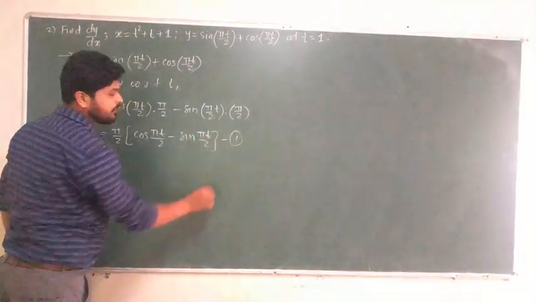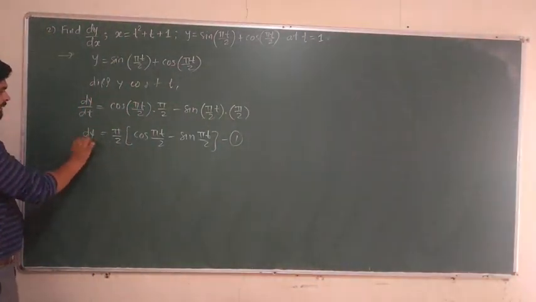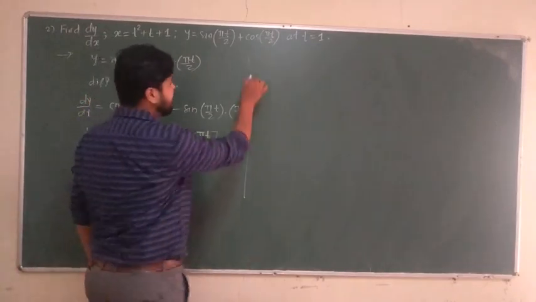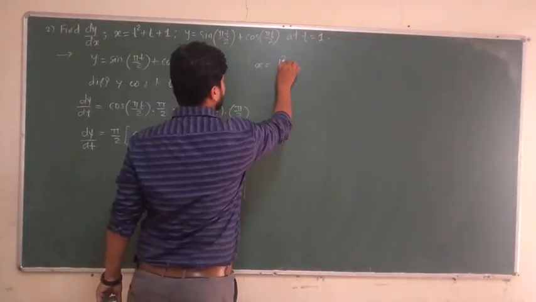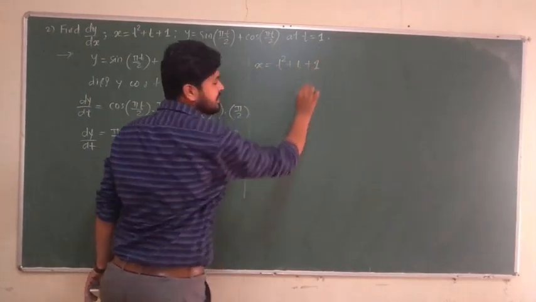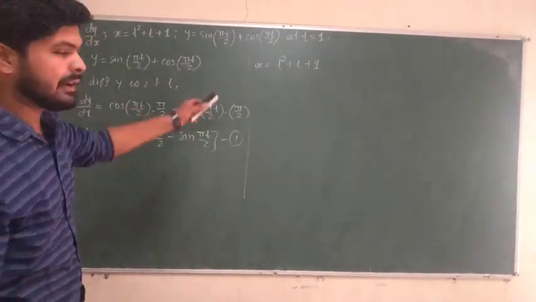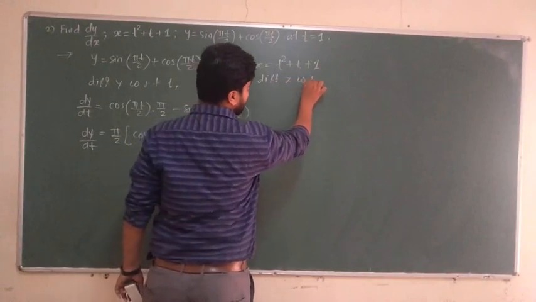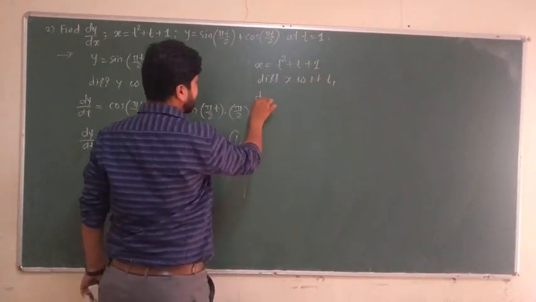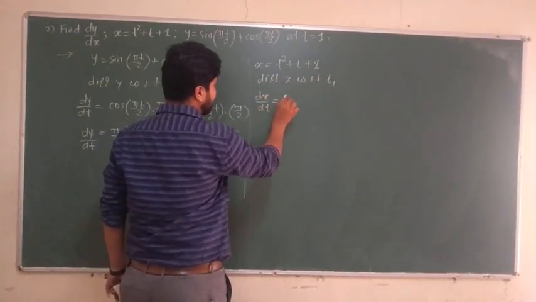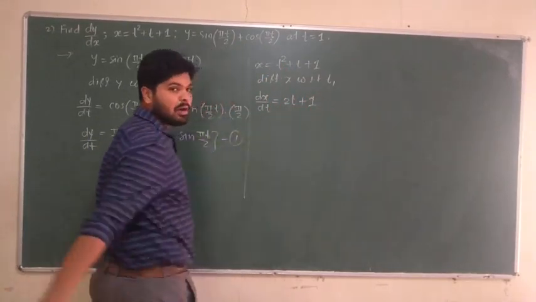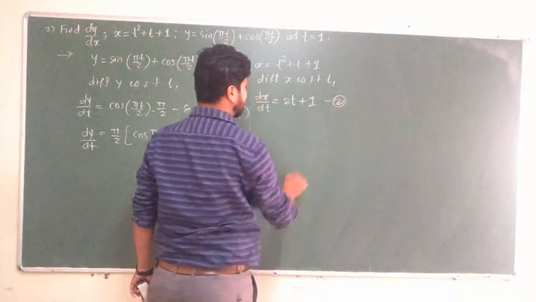Call this equation 1. So this is the value of dy by dt. Then second, what is x? It is t square plus t plus 1. Now find the derivative of this x with respect to t. So differentiate x with respect to t. Dx by dt is equal to the derivative of t square, which is 2t, plus the derivative of t, which is 1. So call this equation number 2.